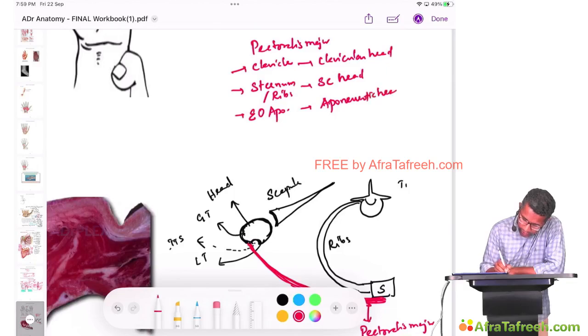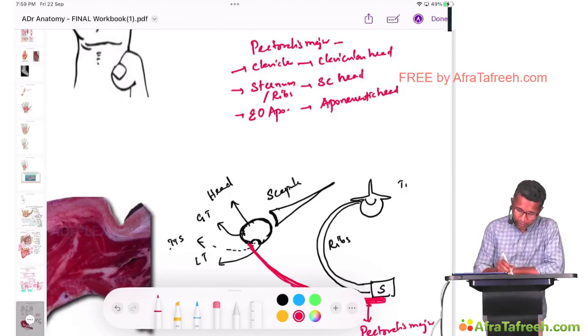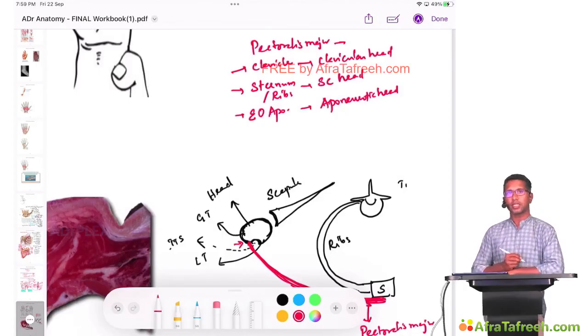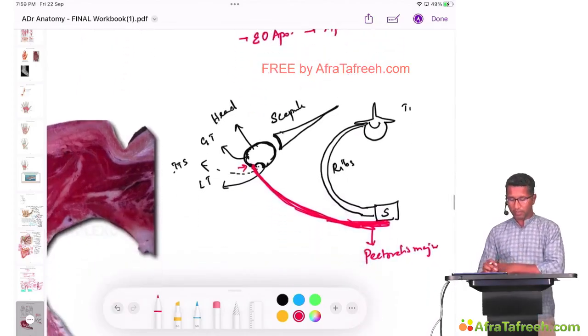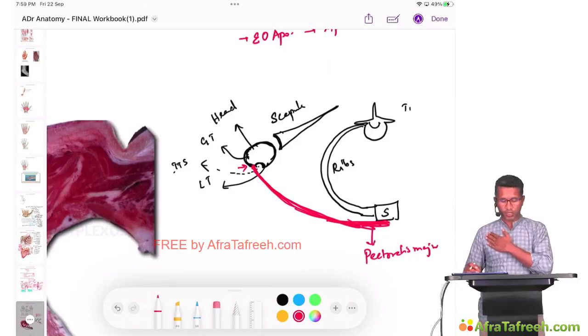So pectoralis major has got 3 heads, and this muscle finally goes and gets inserted into the lateral lip of the intertubercular sulcus. Where this pectoralis major is seen, it is present on the anterior part of the chest.